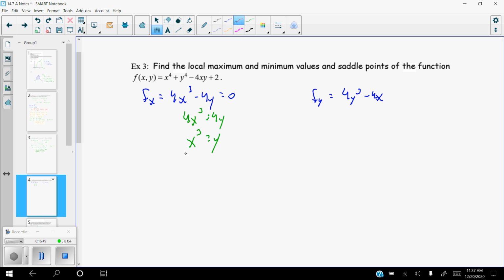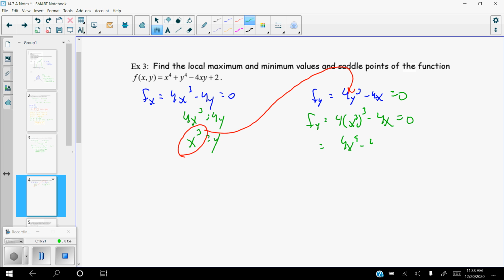So what I'm going to do is take that x cubed, because that's the value of y, and plug it into that y right there. So now what we're going to get for fy is 4 times x cubed, cubed, minus 4x, and that has to equal 0. I should put equal 0 up there as well. So now at least everything's in terms of x, and I can find the x value or values here. So that's going to be 4x to the 9th minus 4x equals 0. I can factor out a 4x, which leaves x to the 8th minus 1.